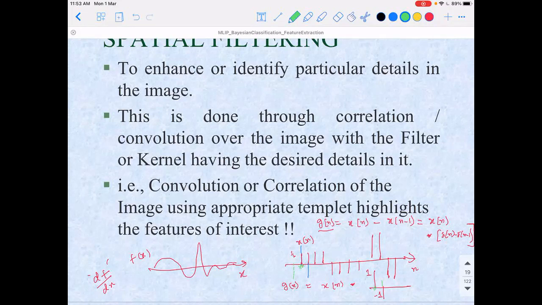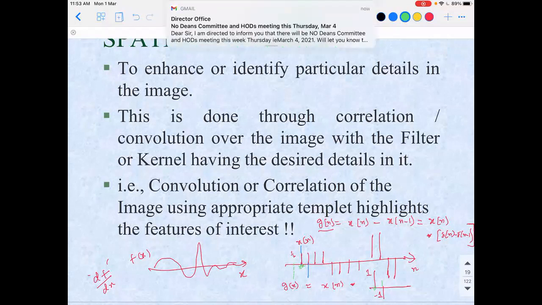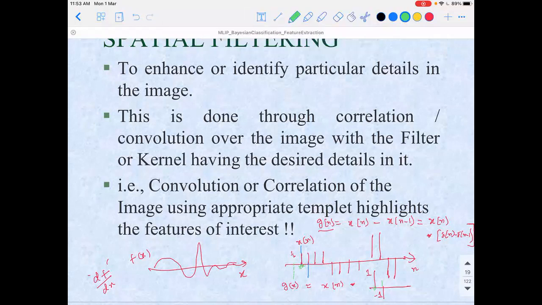Okay, is this clear? The operation of convolution and correlation should be clear to you, because these will form not only feature extraction blocks now, but later important building blocks of the very important class of neural networks referred to as convolution neural networks. Okay, is this clear or not? Anybody has doubt on convolution correlation, especially non-electrical branches students? Okay.